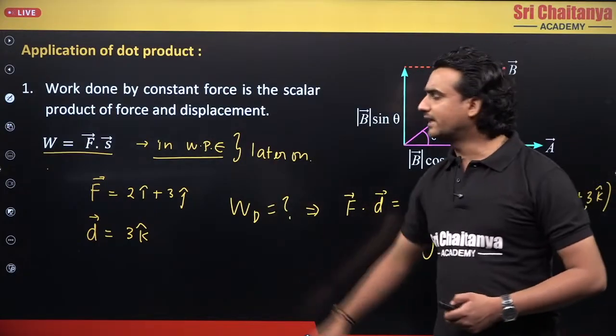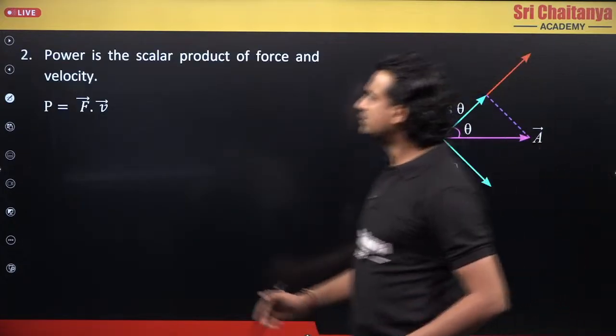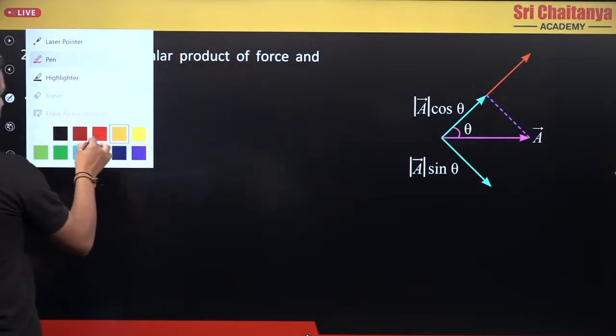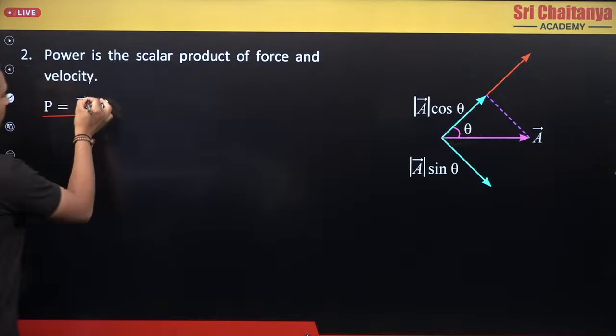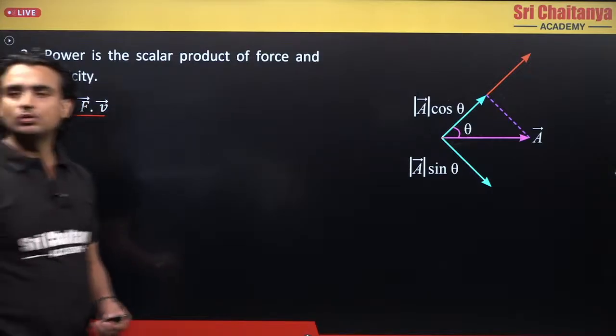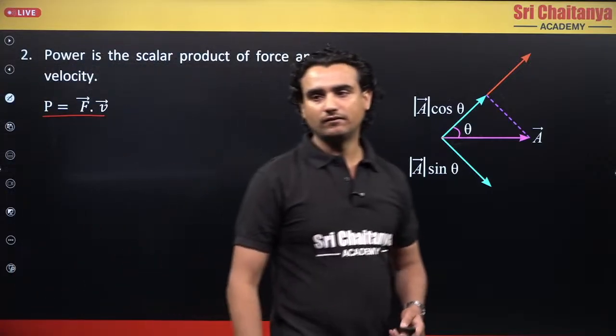So I hope you understand the application of dot product, and this is not the only place where we will use the formula. For power, the formula is F dot V, force into velocity, the dot product of force and velocity.